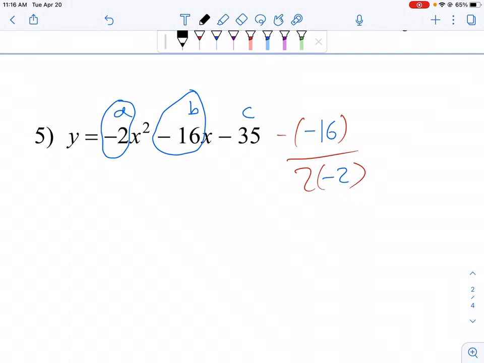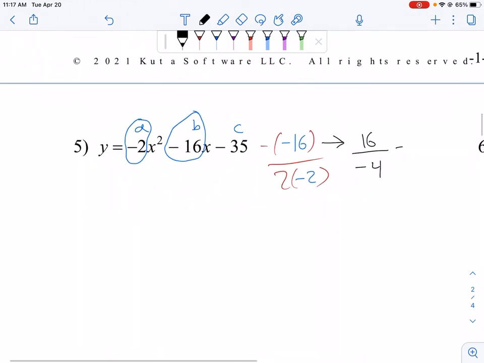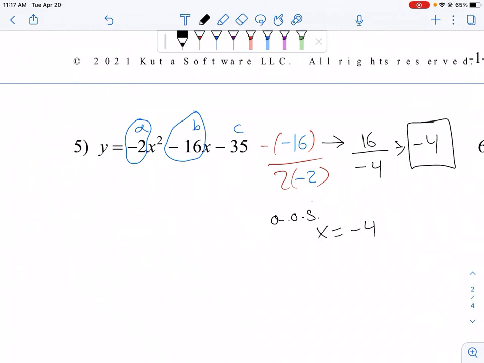So we're looking at negative 16, or the opposite of negative 16 is positive 16, over 2 times negative 2, which is negative 4. And then this reduces, 16 divided by negative 4 is negative 4. So my axis of symmetry for this one, x equals negative 4.